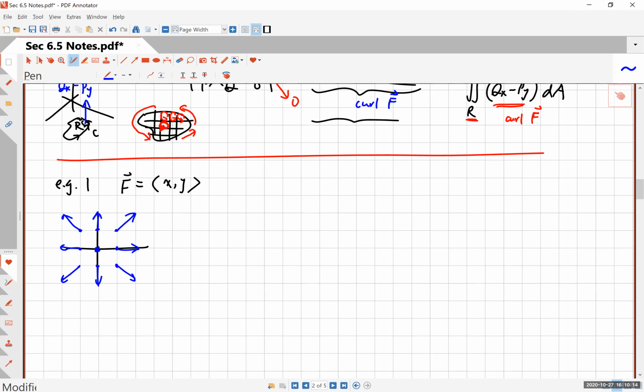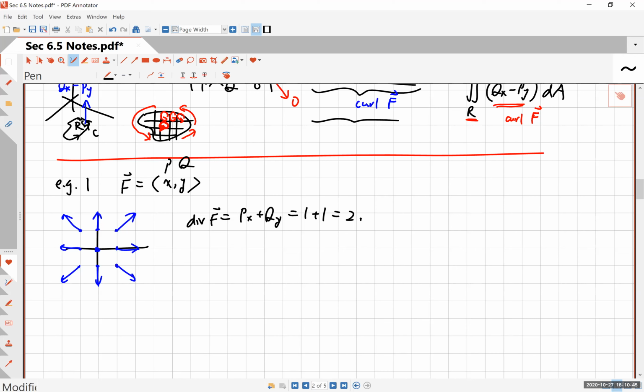At 0, 0, the vector is 0, 0, right? And so, great. What can we do here? Well, look at the divergence. You see what the divergence is here? This is P and this is Q. It's Px plus Qy, and that's 1 plus 1, and that's 2, okay? And so 2 means that at every single point, things are going away more than coming in, okay?